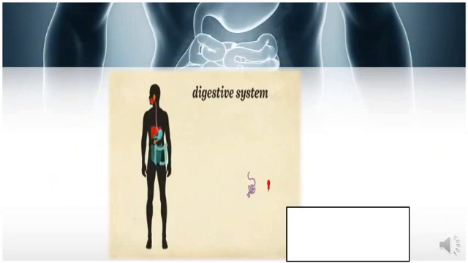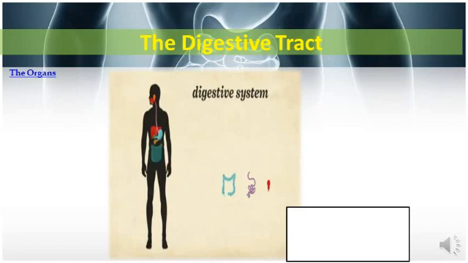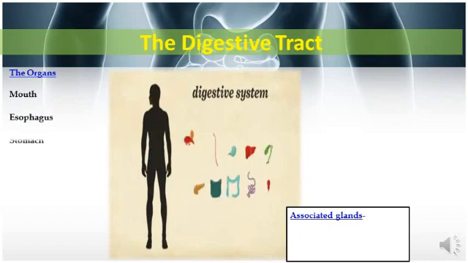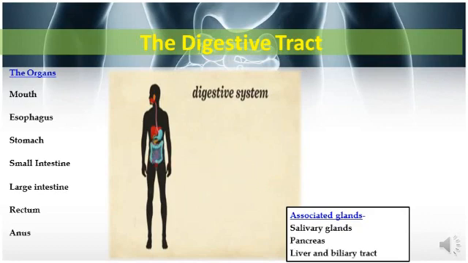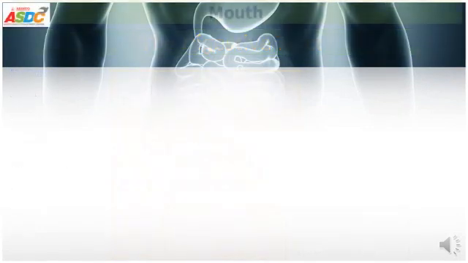Now, let us understand the different parts of the digestive tract. The digestive tract contains organs and associated organs that help in digestion. Mouth, esophagus, stomach, small intestine, large intestine, rectum, and the last part being anus. Salivary glands, pancreas, liver, and bile help in the digestive process by secretion of enzymes or bile and digestive juices as well. Understand them one by one.